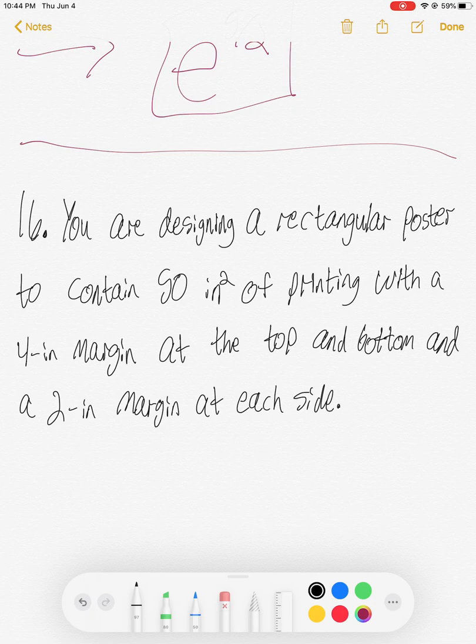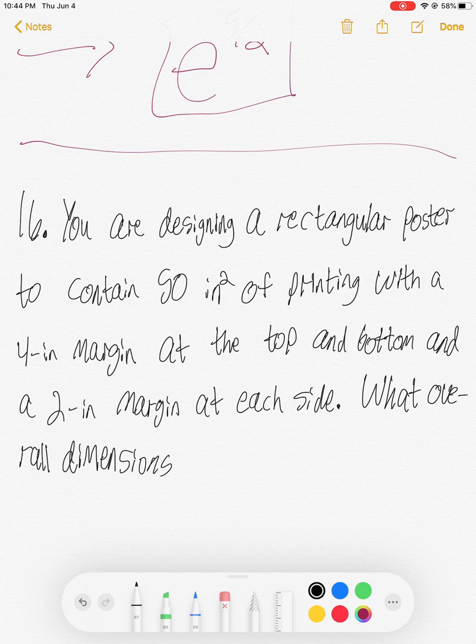And a 2-inch margin at each side. It's very important that we are reading this closely. One of the reasons, this one took me like 3 tries, because each of the first 2 times I totally misread it because I was skimming it and trying to read it quickly. So very important that we take our time reading it.